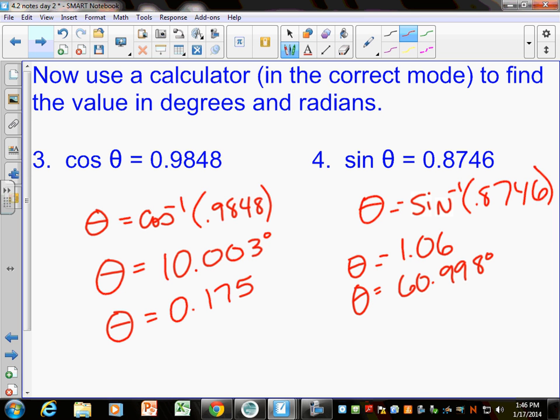So again, it's really important that you know how to do the different things on your calculator and which buttons to use. So make sure you're checking those answers in the back of the book. Questions about that?